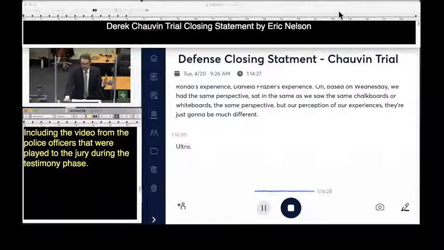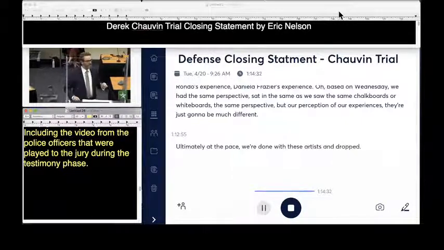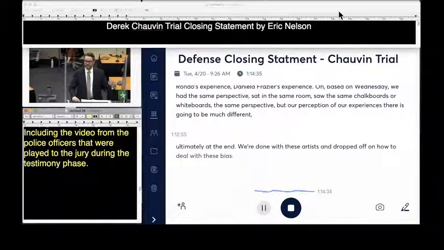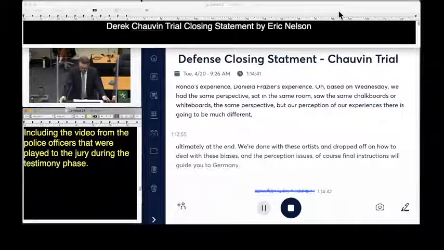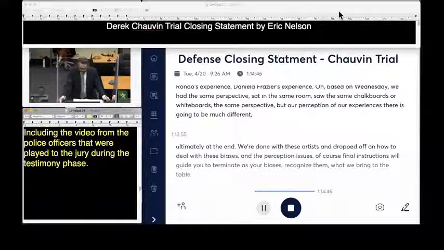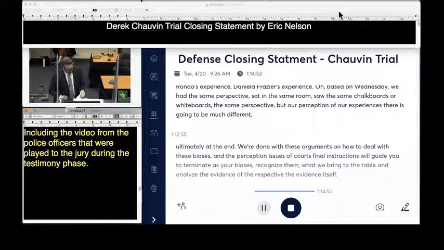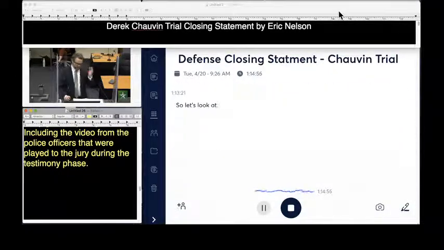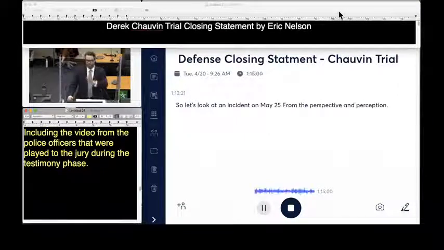Ultimately, at the end of the case, when we're done with these arguments, the court will instruct you on how to deal with these biases and the perception issues. The court's final instructions will guide you to recognize your biases, recognize what we bring to the table, and analyze the evidence from the perspective of the evidence itself. So let's look at this incident on May 25th from the perspectives and perceptions of just 4 of the bystanders.